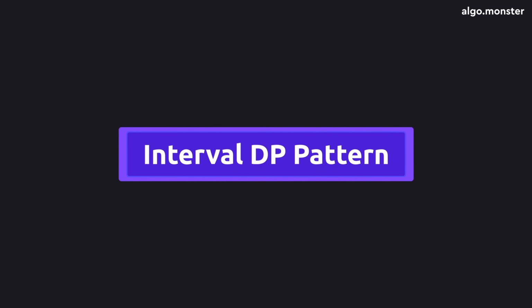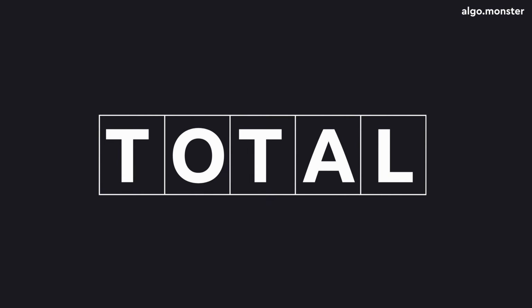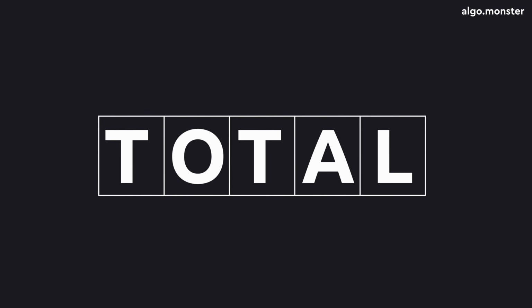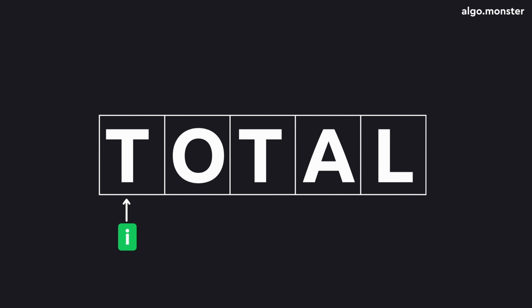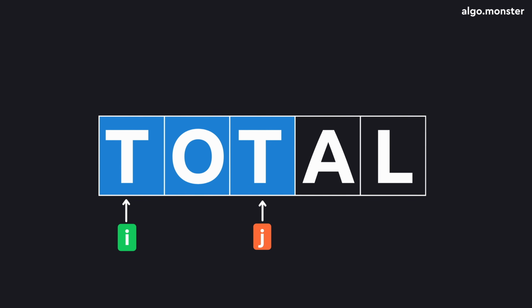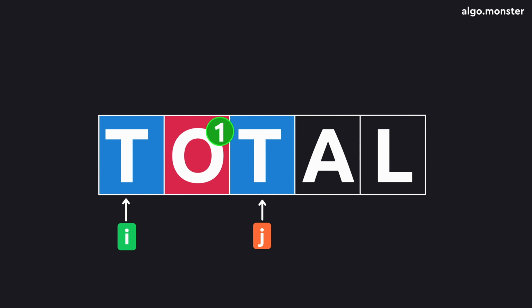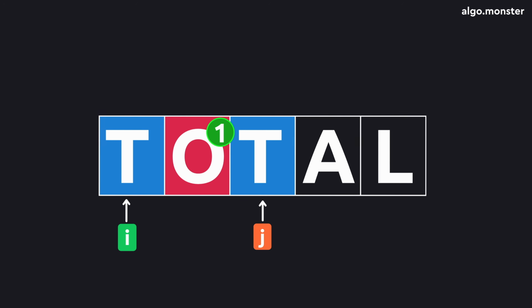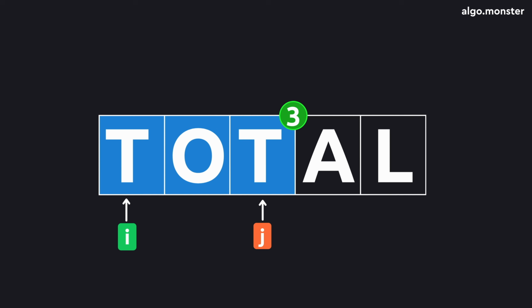Let's highlight the signs of the interval DP pattern so you can solve any task that uses it. First, in such problems, we work with a single sequence, not 2: a string, an array, just one structure. Second, usually we need to find an optimal result for an interval inside this sequence, from position i to position j. Third, the result for a large interval depends on the results for smaller intervals inside it, that is, either the left or the right boundary moves, or both.